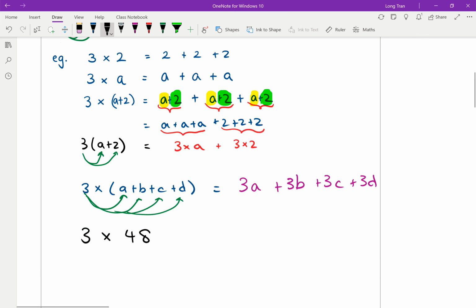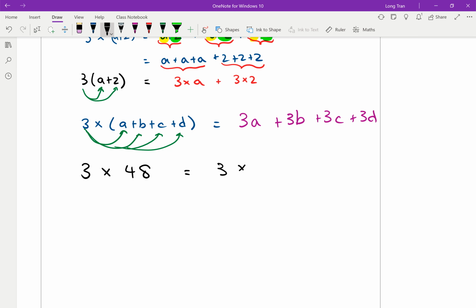Let's have a look. This is the same thing as writing 3 times. Now, you don't have to do 48 because 48 is too big, right? You can do 40 and 8. You can split it up into 40 plus 8. Can you see how this looks very similar to the algebra that you're working with? You're doing 3 times a plus b. The a is my 40 and my b is my 8.